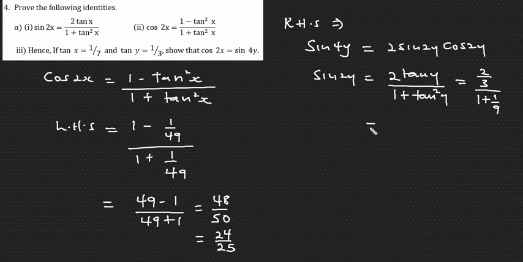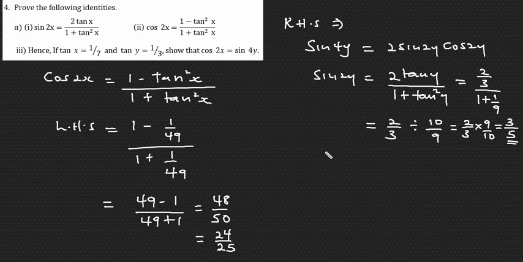So this will be 2 over 3 divided by 10 over 9, giving us 2 over 3 times 9 over 10, and now this gives us 3 over 5. That is the sin 2y.